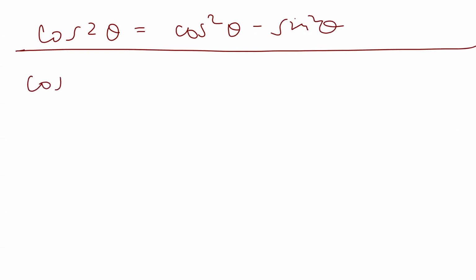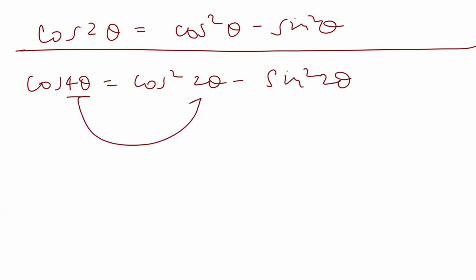Cos 4 theta is equal to, okay, first I'll write down the formula for cos 2 theta for your reference. We have learned that: cos square theta minus sin square theta. Okay, this is the basic formula. Now cos 4 theta will be cos square 2 theta minus sin square 2 theta. So we have expressed 4 theta in terms of 2 theta.